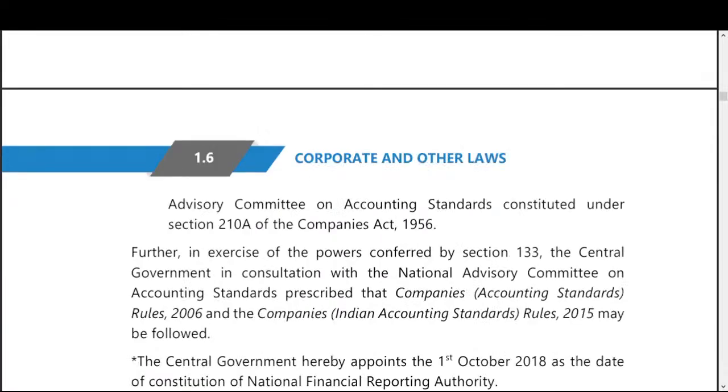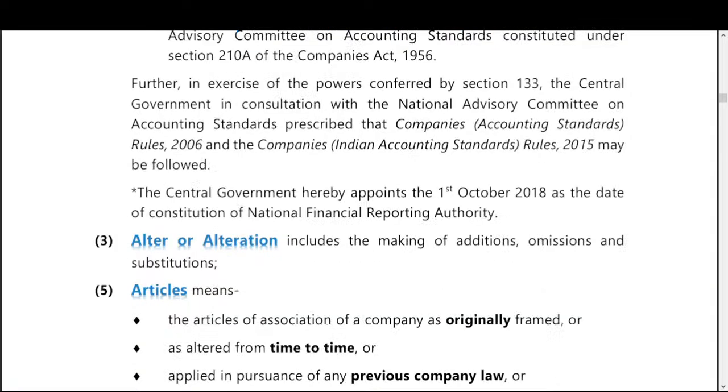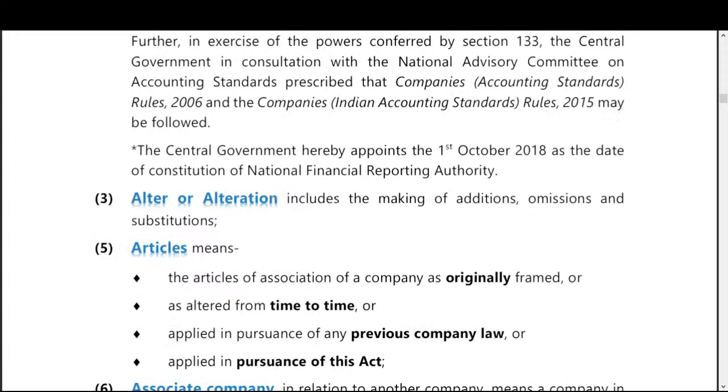Act 1956. Further, in exercise of the powers conferred by Section 133, the central government, in consultation with the National Advisory Committee on Accounting Standards, prescribed that the Companies (Accounting Standards) Rules 2006 and the Companies (Indian Accounting Standards) Rules 2015 may be followed. The central government hereby appoints the 1st October 2018 as the date of constitution of the National Financial Reporting Authority. Alter or alteration includes the making of additions, omissions, and substitutions.